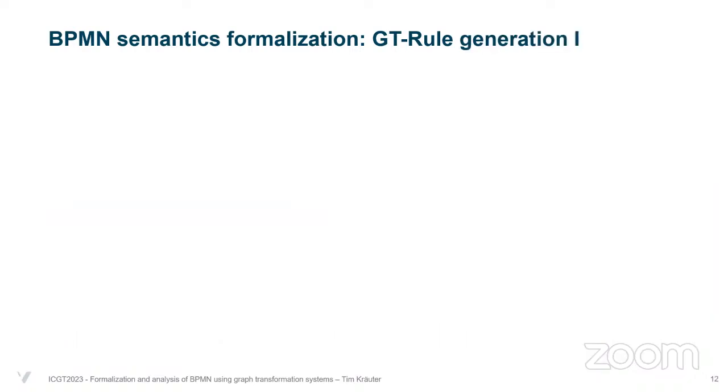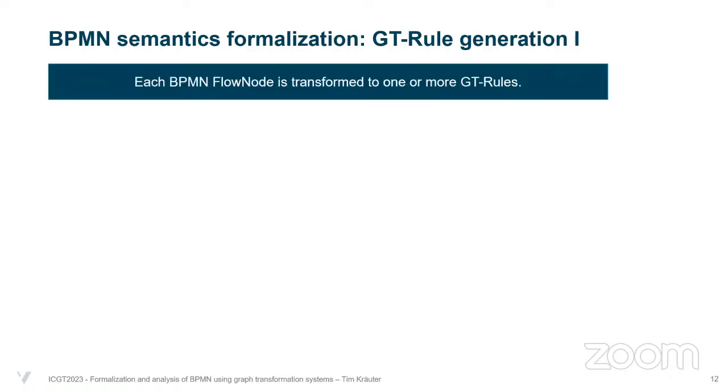So I showed you one example rule, but how are the rules generated? In my approach, I generate a set of rules for a specific BPMN model. There are other approaches which basically define a fixed set of BPMN rules, which can cover all models. But this approach is different. So we generate one specific set of rules for each specific BPMN model. And the idea is that each BPMN flow node, so each node in this graph, which has some kind of execution attached to it, is transformed to one or more graph transformation rules. If it's a simple node with simple execution semantics, we just need one rule to represent it. More complex ones might need more rules.